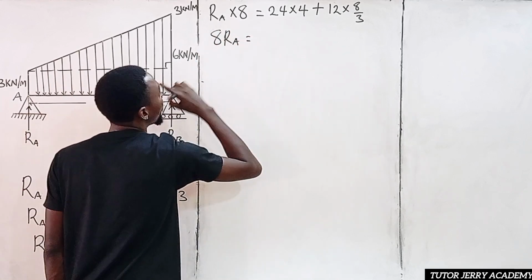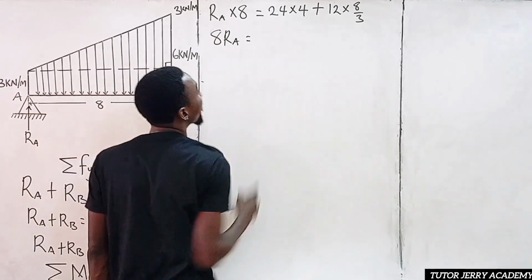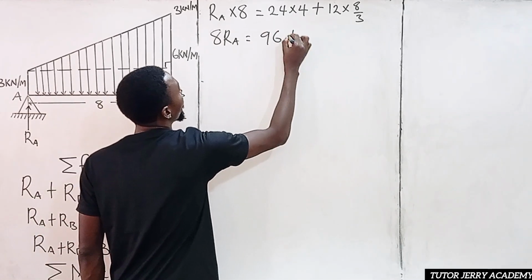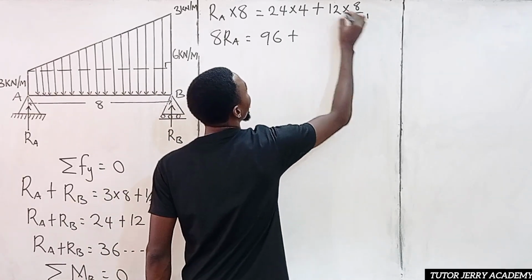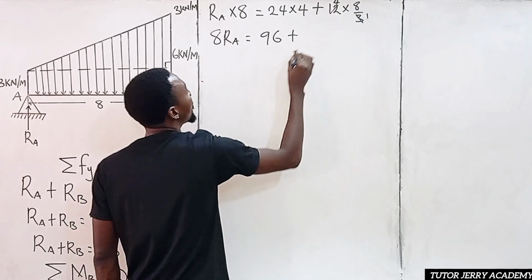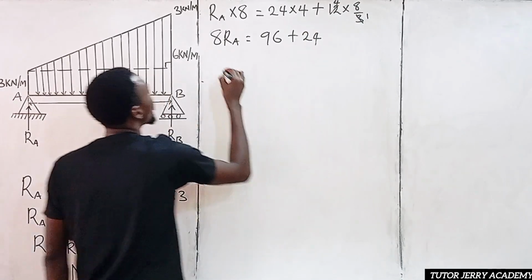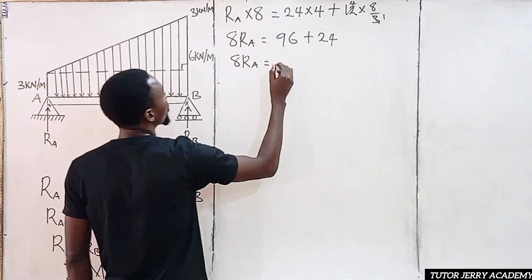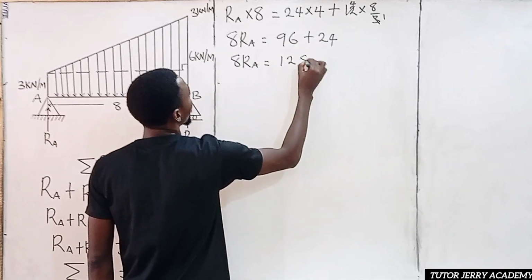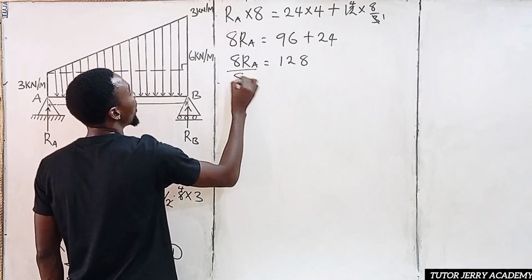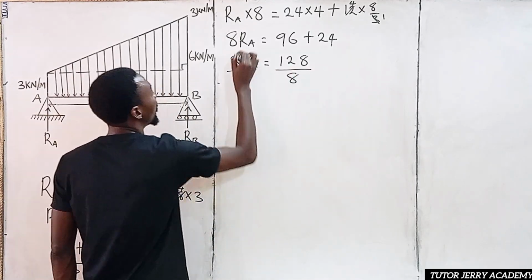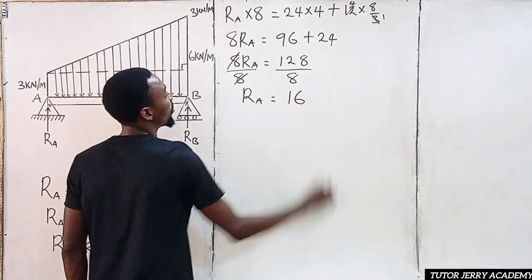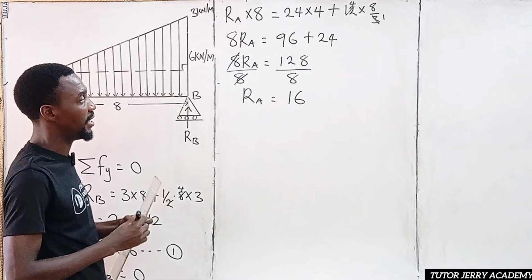R subscript A will be equal to 24 times 4, which gives us 96, plus this 3 here, 1, 3 here is 4. 4 times 8 is 24. So 8 RA will be equal to 96 plus 24, which is 128. So if we divide both sides by 8, RA is going to be equal to what? It's going to be 16. 128 divided by 8 is 16.